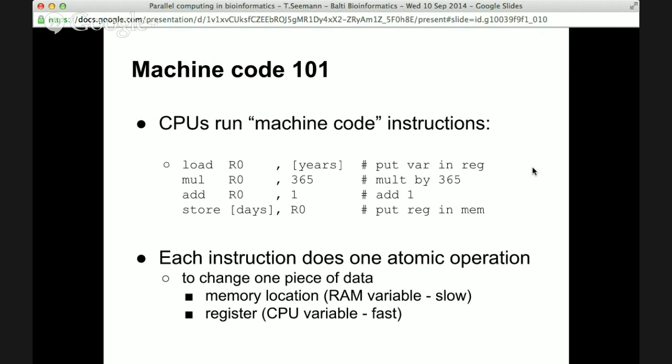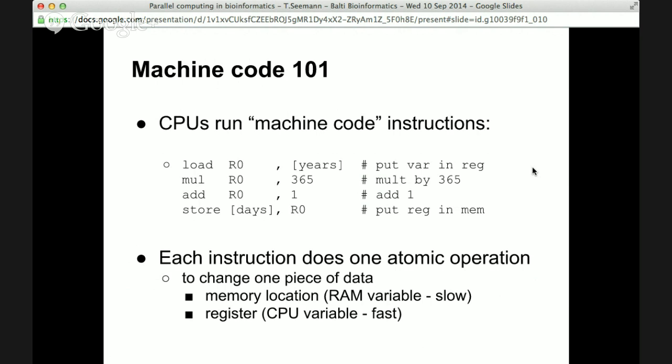But I've got a little example of 4 lines of machine code here. R0 is a register. It's kind of like something in the machine that stores a value. So let's load into register 0 a variable called years. And then we're going to multiply what's in register 0 by 365. And then we're going to add 1 to it. And then we're going to store it back in a variable called days. So that's basically what machine code looks like.